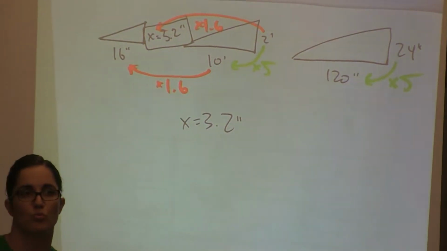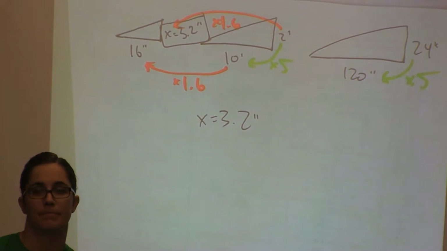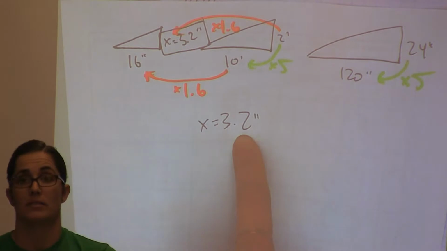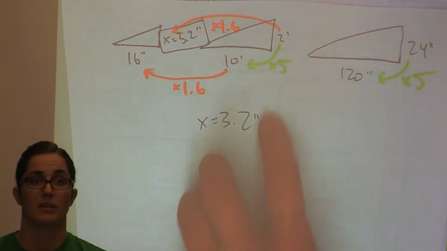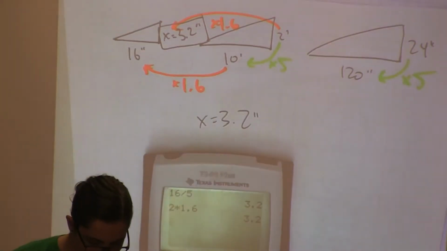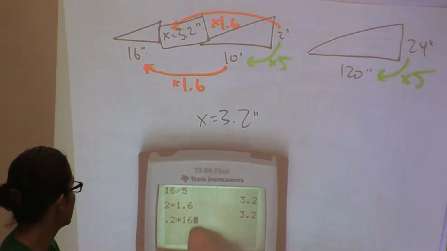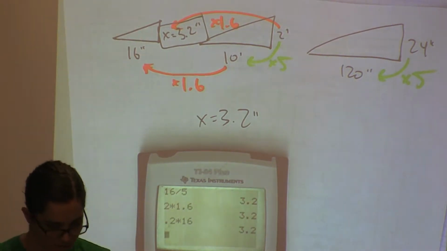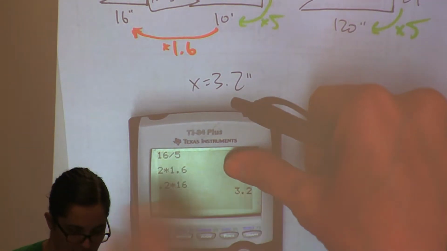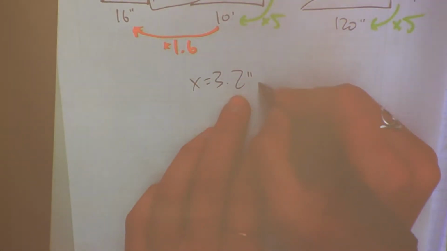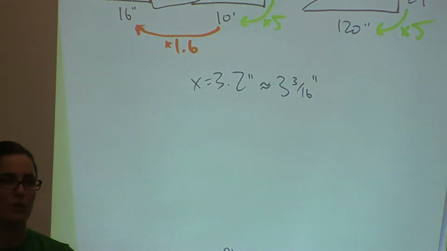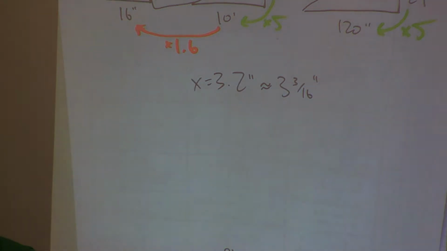What do I gotta do? Turn it into a fraction, and we're talking about fractions of what? Fraction of a what? Of an inch. So inches are broken down into what? 16ths. So I need to turn 0.2 into 16ths. Oh, that's weird. Great. So 0.2 is about 3/16. So this is really going to be 3 3/16 inches.